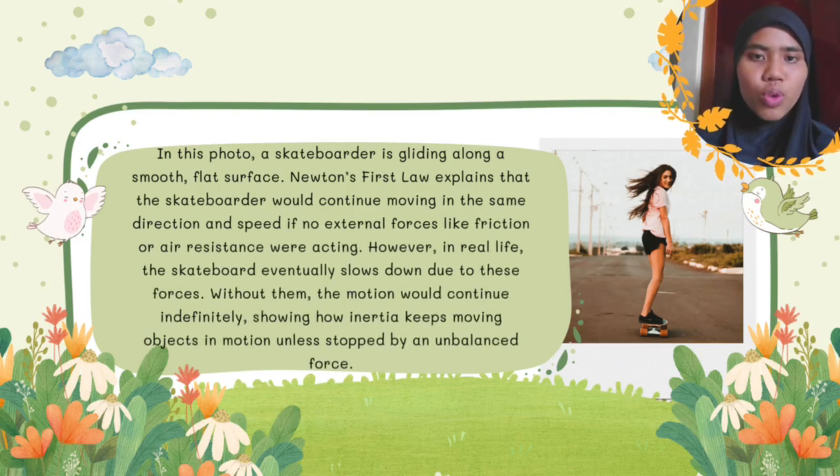Next one, in this photo, a skateboarder is gliding along a smooth, flat surface. Newton's first law explains that the skateboarder would continue moving in the same direction and speed if no external force, like friction or air resistance, were acting. However, in real life, the skateboard eventually slows down due to these forces. Without them, the motion would continue indefinitely, showing how inertia keeps moving objects in motion unless stopped by an unbalanced force.